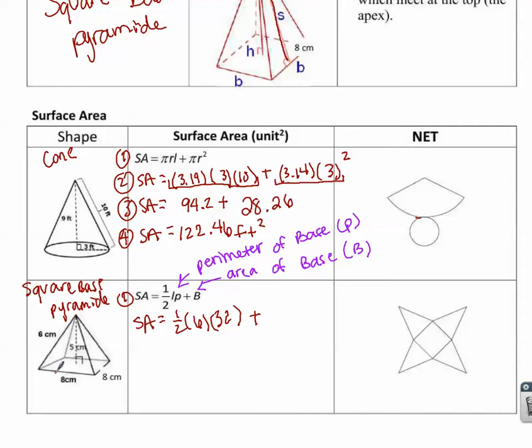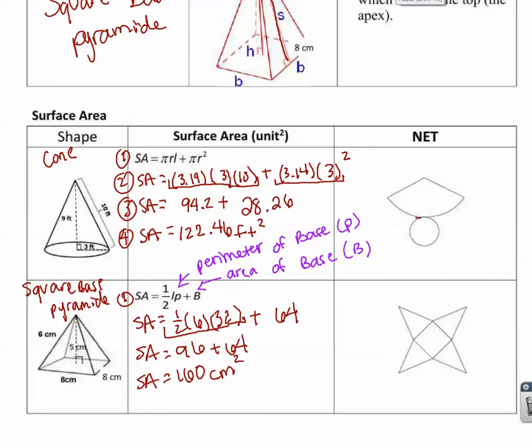Okay, so again, 8 times 8, because the area of a square is s squared. So 8 times 8 is 64. Again, you need to multiply before you add your results together. So you're going to get 96 plus 64 to give you 160. And this is centimeters squared. If you were to take the pyramid and fold it out flat, this is what it would look like. This is your net figure.